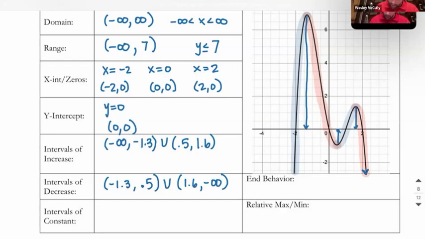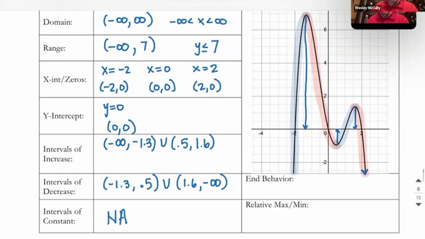Okay. All right. Intervals of constant. Hopefully you guys can see those do not exist. We don't have any intervals in which the graph is neither increasing nor decreasing. We only have points where it's no longer increasing or decreasing, changing direction. Okay. All right. End behaviors. Here we go. So we're only looking at the far left and the far right of the graph. Okay. So you can see, let me clean this up a little bit.